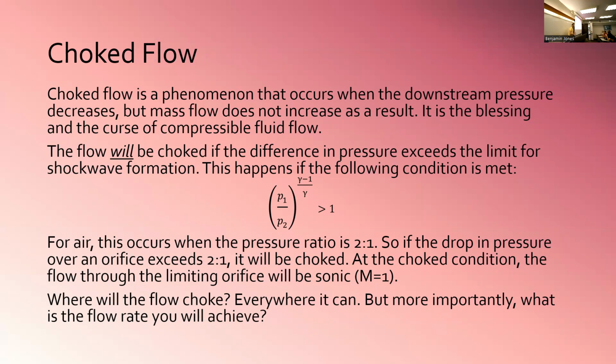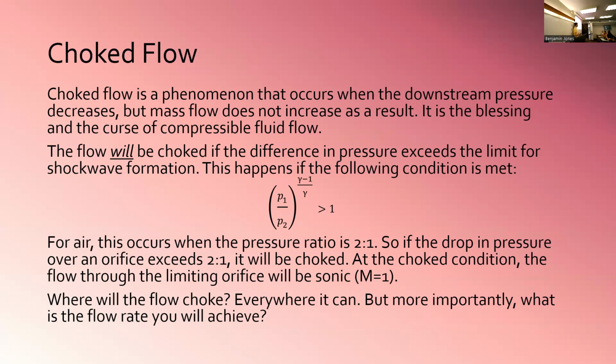I'll explain more why that is later, but the key to understanding when choked flow happens is this equation. So P1 over P2, upstream over downstream, times this factor, which is a function of your ratio of specific heats. And if it's greater than 1, you have choked flow. What this equation says is if your flow is supersonic, you have choked flow. The choked flow condition occurs whenever your flow transitions from subsonic to sonic.